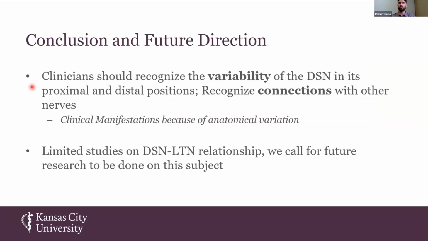So in the future, we think that clinicians should be aware of the variability of the dorsal scapular nerve and be able to recognize the connections that it may have with other nerves, as this could possibly let us know about certain clinical manifestations. And of course, there are still limited studies on the topic of the connections between these two nerves, and we call for future research to be done on this subject.